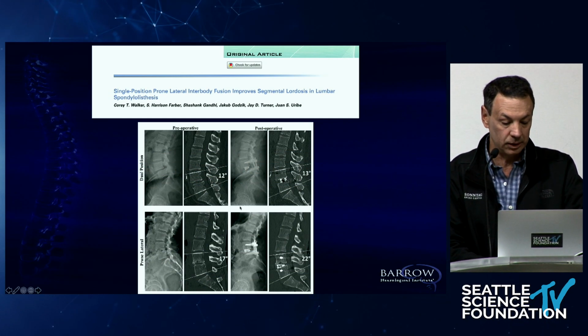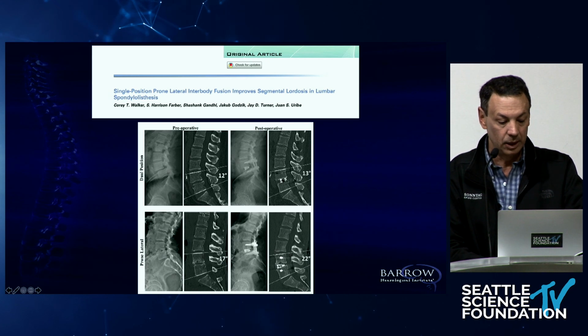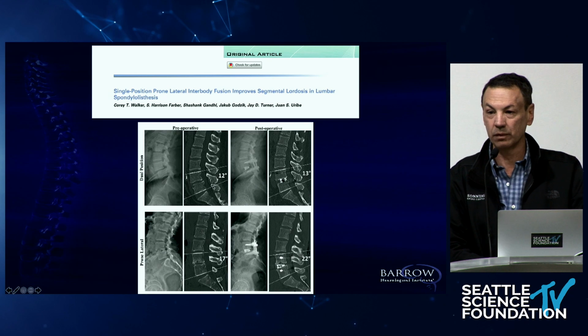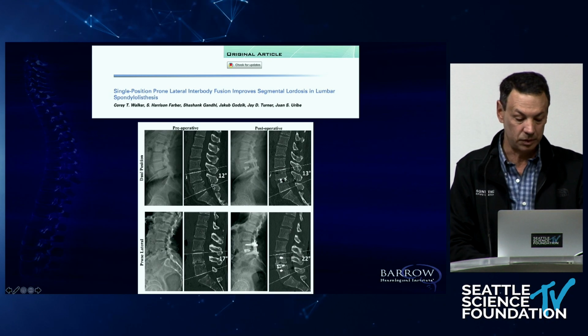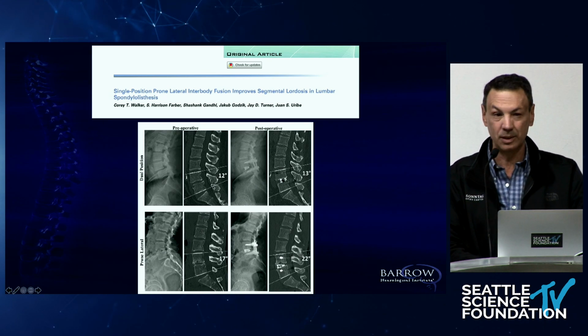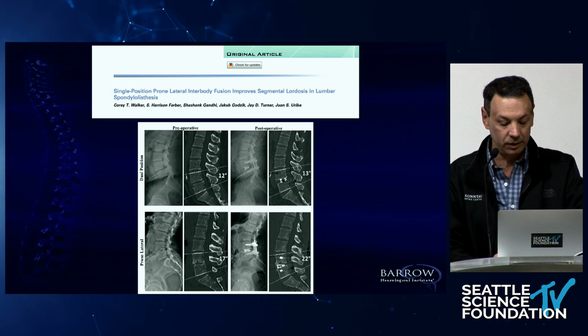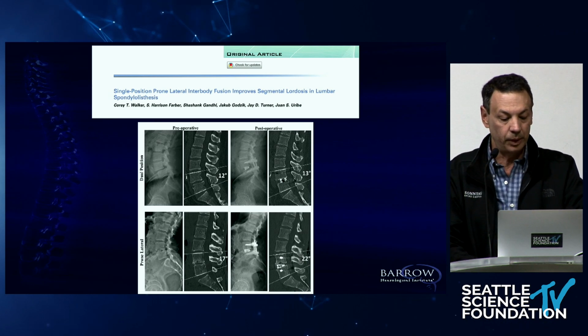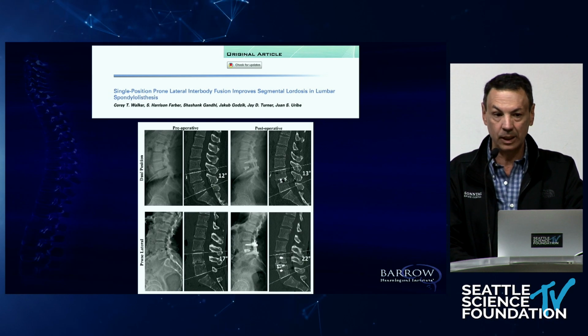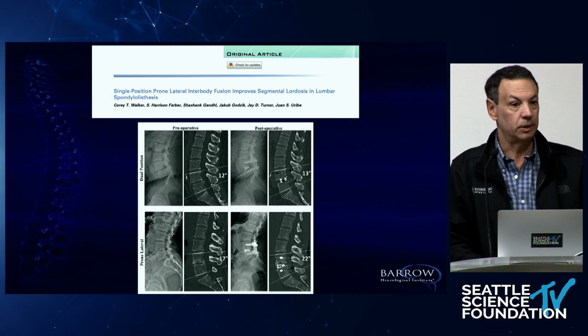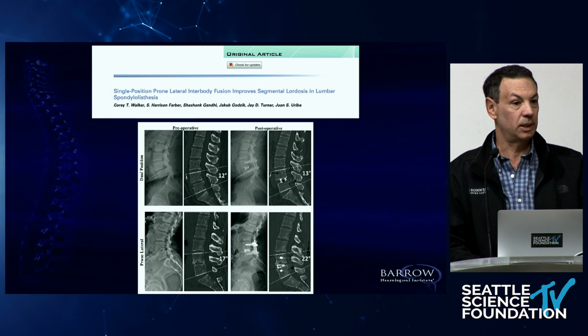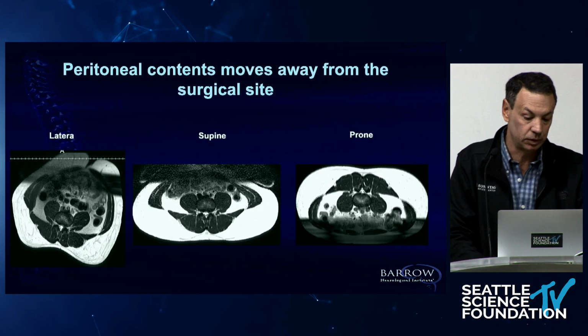Obviously, as you see here, these are some examples, these two cases. Things change, you know, how your posterior structures are, how your facets are, how loose your spine is, where you are putting the cages. It's a lot of factors that can contaminate that, but it was very interesting that when we compare prone lateral versus lateral, we're actually getting a little more lordosis, using the same implants, the same thing. So it's something we have to keep looking at.